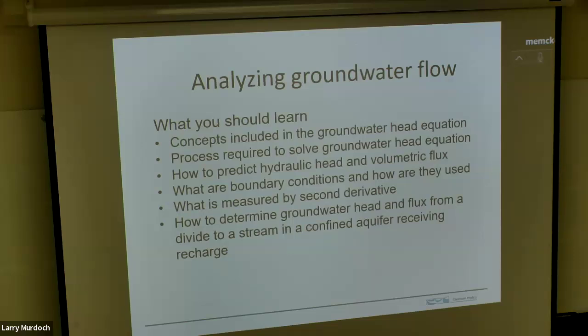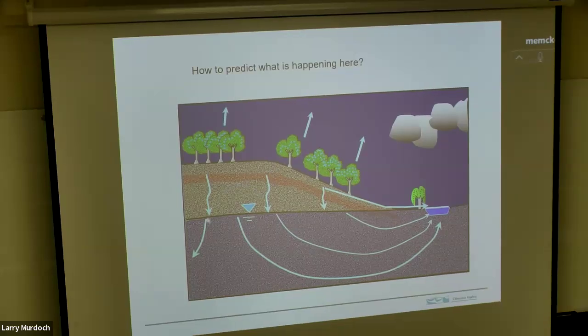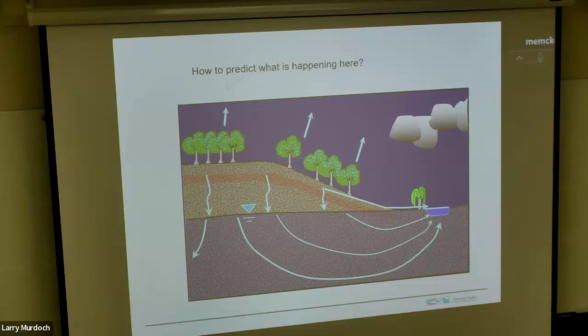What we need to do is start off with some concepts. So the basic question here is, this is the cross section that we started with on day 1. The question is, what's happening here and how do we predict it? So in order to predict, we need to have some mathematical approach to telling what these flows are. What direction is it going and how fast is it flowing?